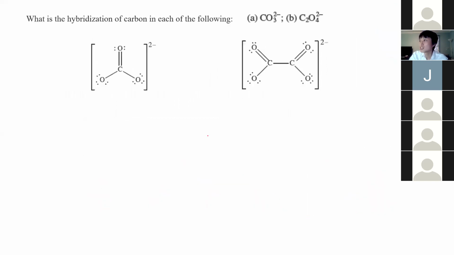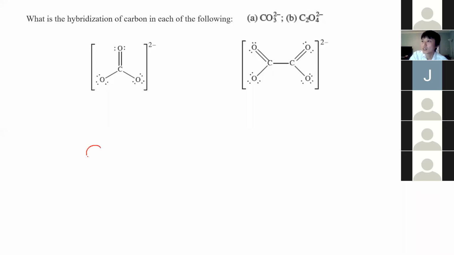So let's look at some examples. This first problem asks us what's the type of hybridization for this structure. The first one is carbonate. Let's start by drawing the Lewis structure.